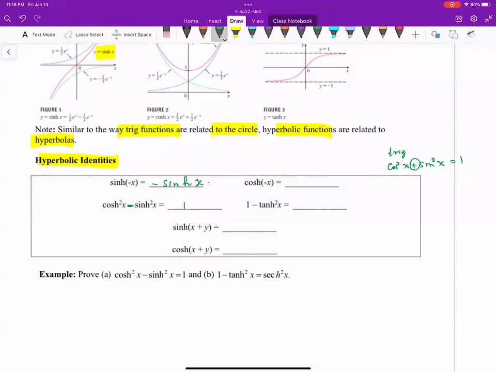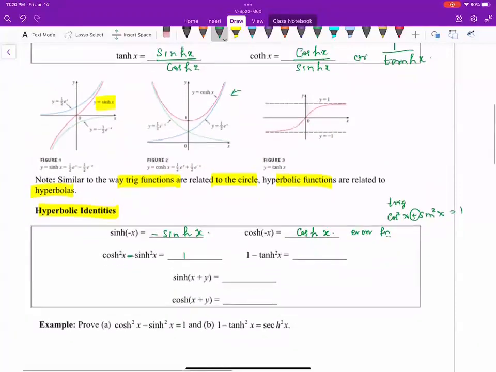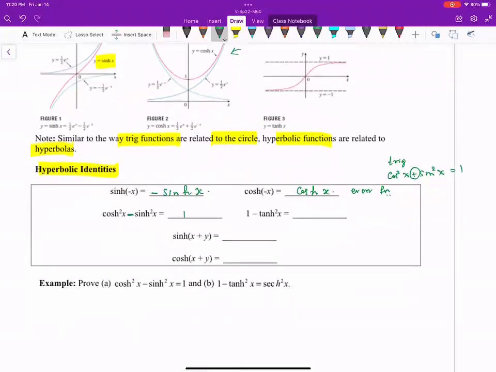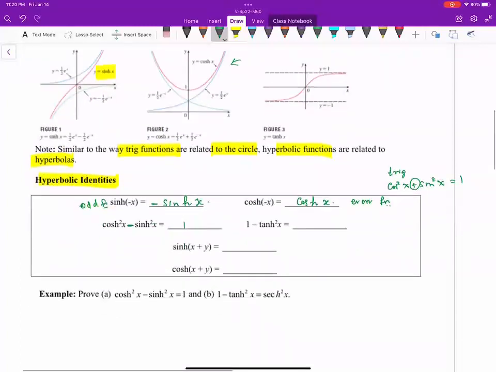Then cosine hyperbolic of negative x is cosine hyperbolic x because it's an even function. Cosine hyperbolic is an even function, which means if you graph it, it will be symmetric about the y-axis, which is what we see here. If you look at the two branches of the red graph, they are mirror reflections about the y-axis. And sine hyperbolic is an odd function, which is clear from the first graph that you see in the table.